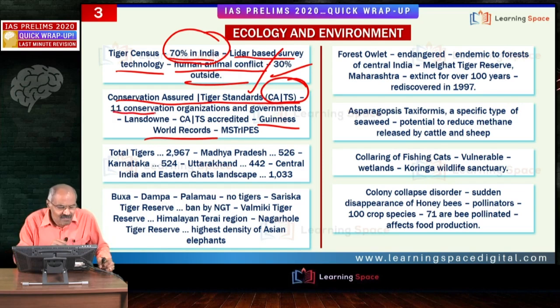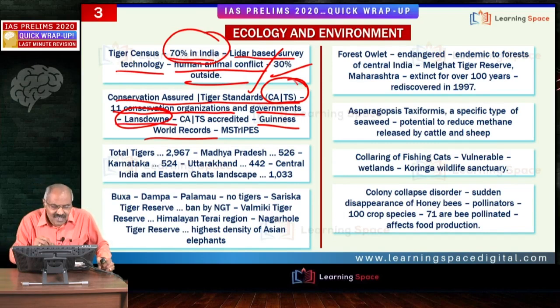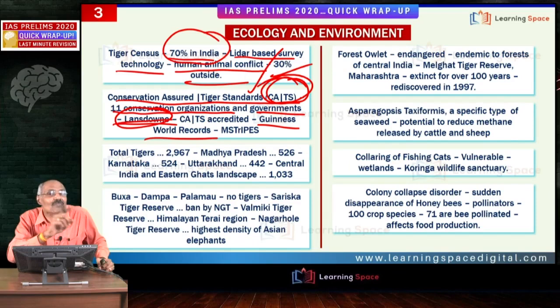This is devised by 11 conservation organizations and governments. And in our country, the first one is the Lansdowne Forest Area, which is sandwiched between Rajaji Tiger Reserve and Corbett Tiger Reserve. Friends, please don't forget, these CATS standards are globally acclaimed conservation standards, and they were implemented for the first time in our country in this Lansdowne Forest. Lansdowne Forest abuts Rajaji on one side and Corbett on the other side, please don't forget.